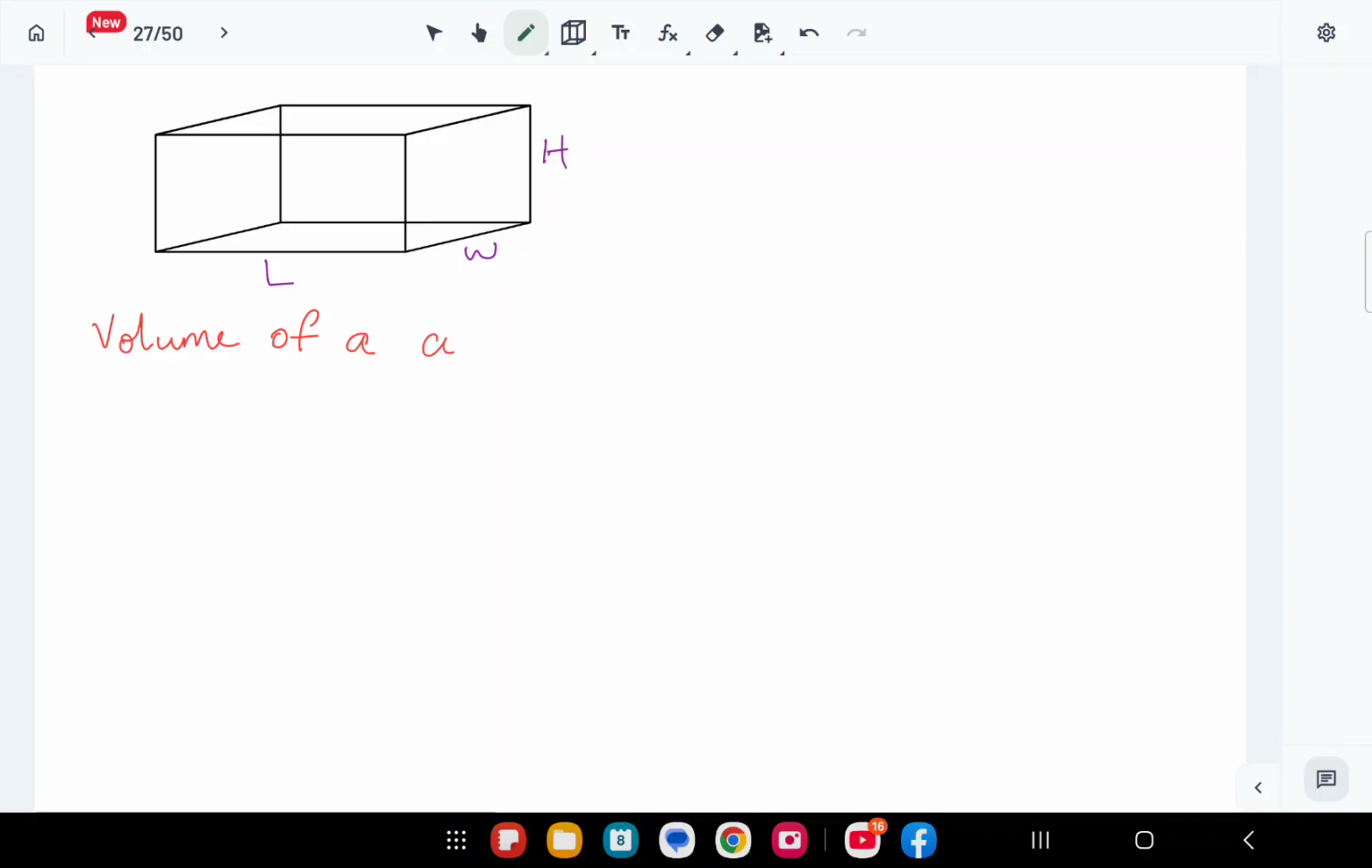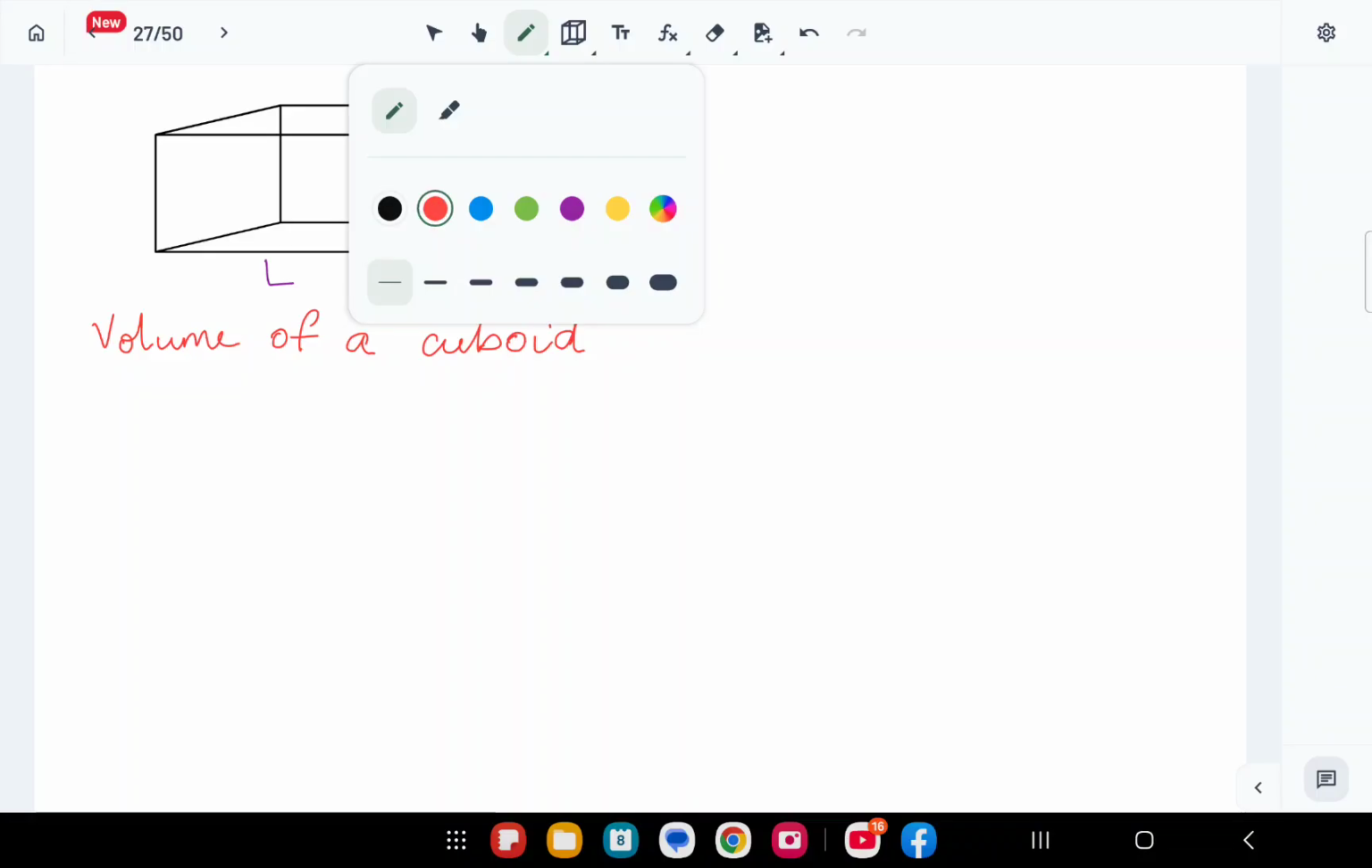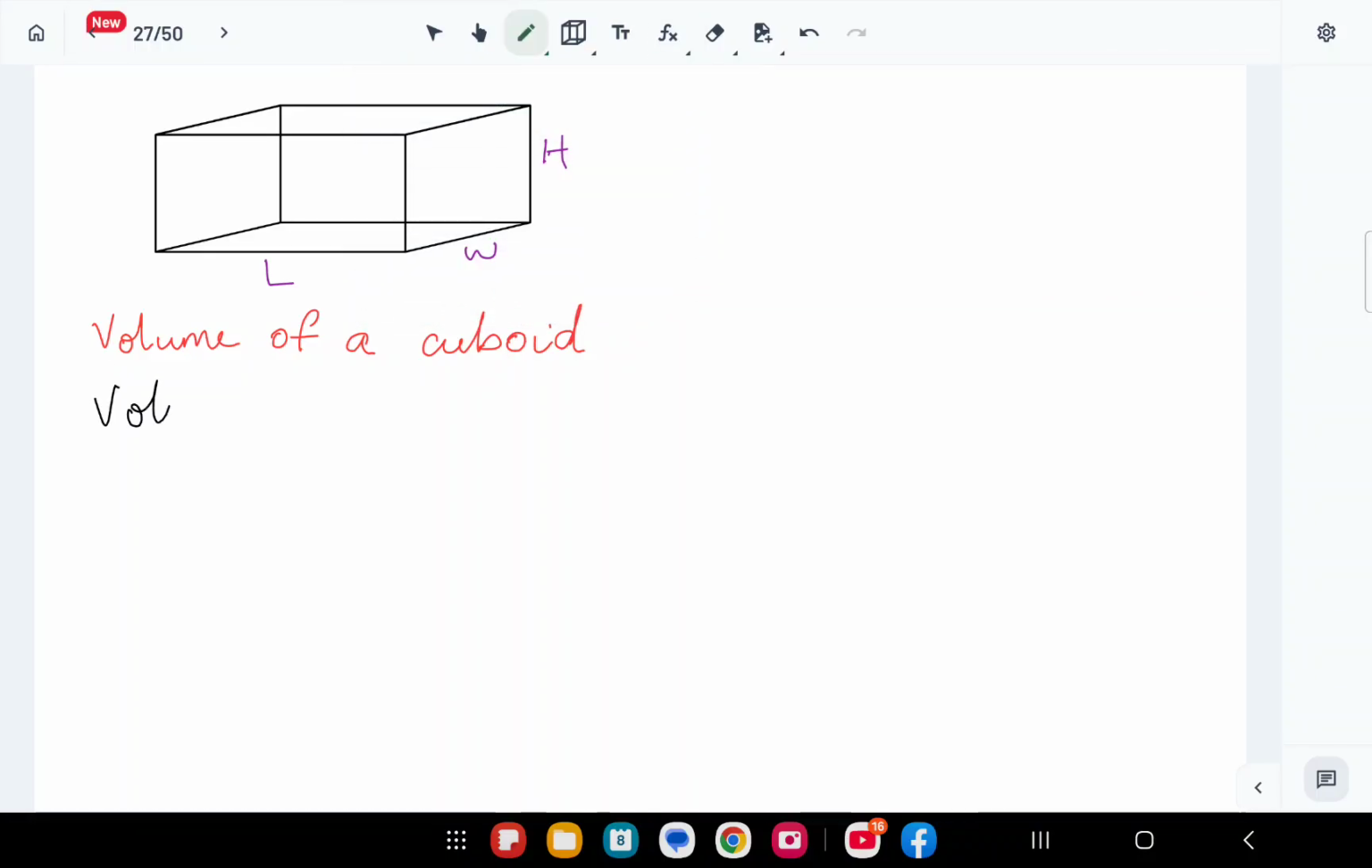So the formula to calculate the volume of a cuboid: we have volume is equal to the length multiplied by the width multiplied by the height.